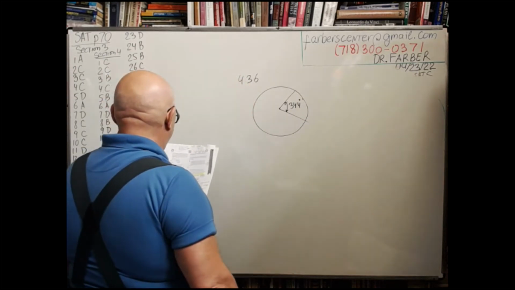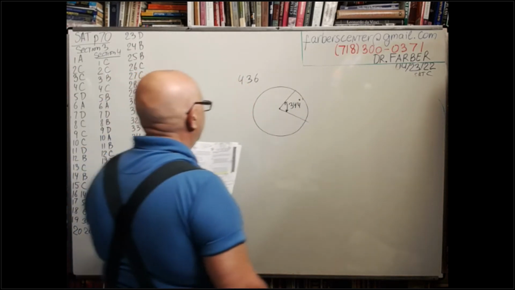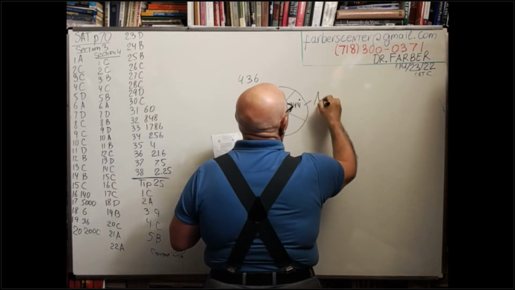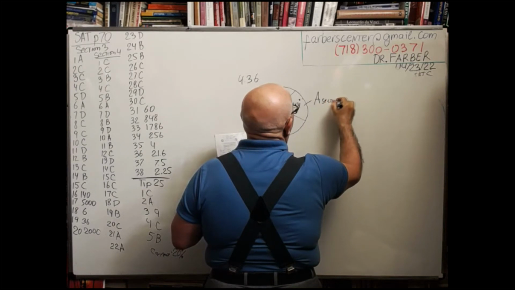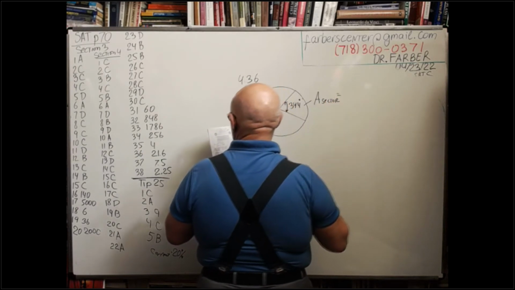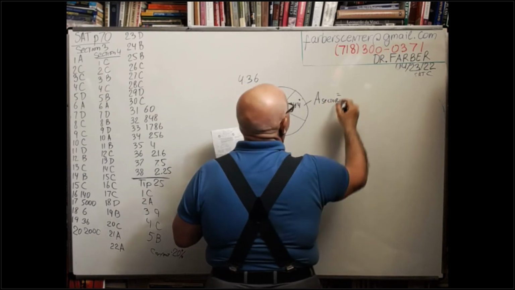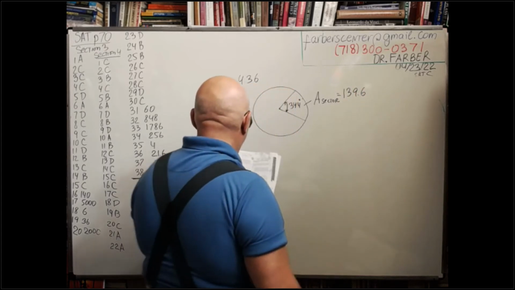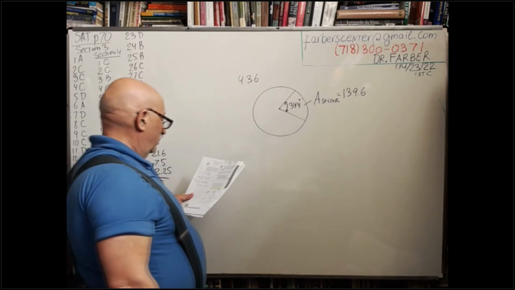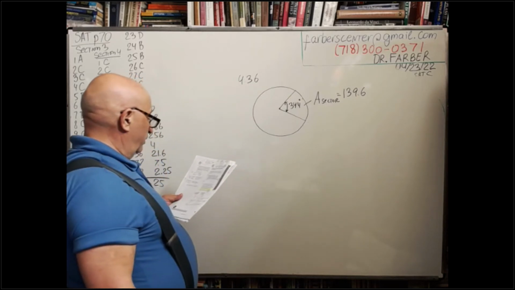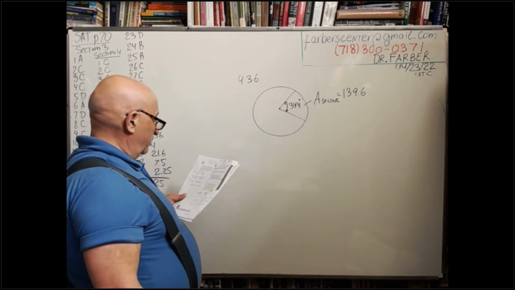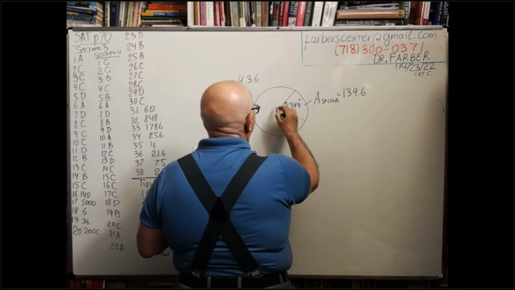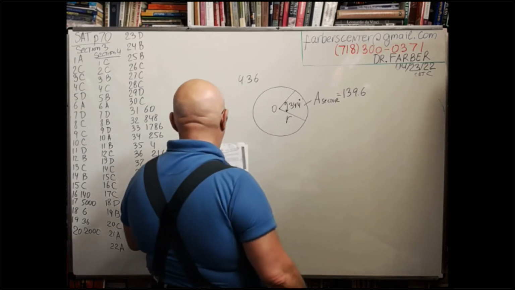And the area of the sector, this area of the sector, equals 139.6. To the nearest tenth of a unit, what is the measure of the circle's radius? Radius.